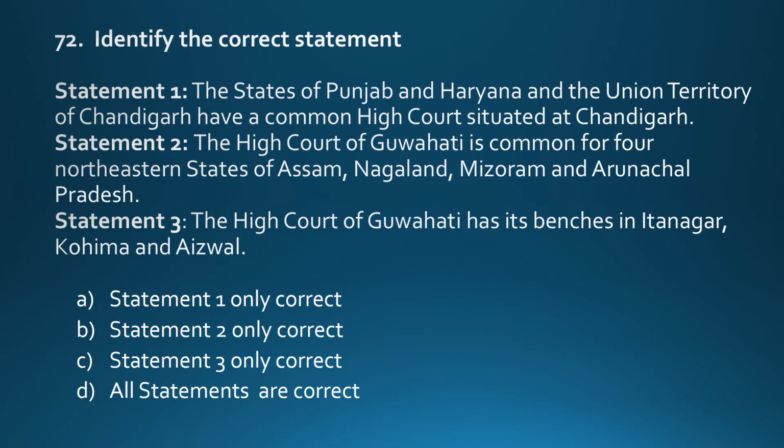Question number 72. Identify the correct statement. Statement 1. The states of Punjab and Haryana and the Union Territory of Chandigarh have a common High Court situated at Chandigarh. Statement 2. The High Court of Guwahati is common for four northeastern states of Assam, Nagaland, Mizoram and Arunachal Pradesh. Statement 3. The High Court of Guwahati has its benches in Itanagar, Kohima and Aizwal. Option A. Statement 1 only correct. Option B. Statement 2 only correct. Option C. Statement 3 only correct. Option D. All statements are correct.